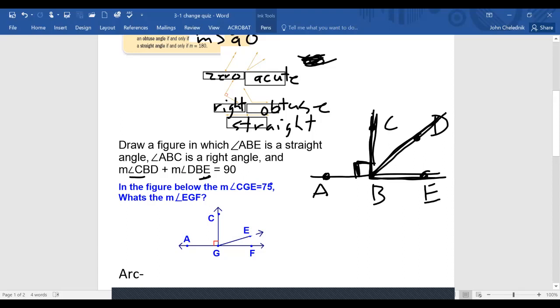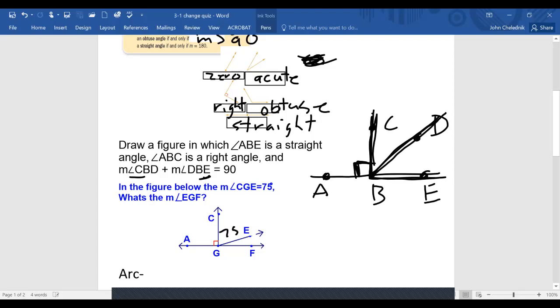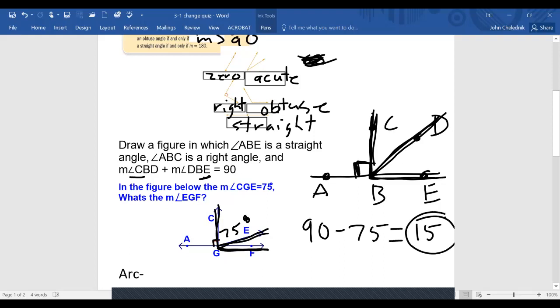The next example says, in the figure below, the measure of angle CGE equals 75 degrees. What's the measure of angle EGF? So CGE is 75. The best thing you can do here is label the picture. And EGF, it wants to know what that is. So that would be this angle right here they're asking about. Well, the whole thing is 90, as indicated by this box. And so we're going to take 90 minus 75. That's going to give you 15. So 15 degrees is the answer.